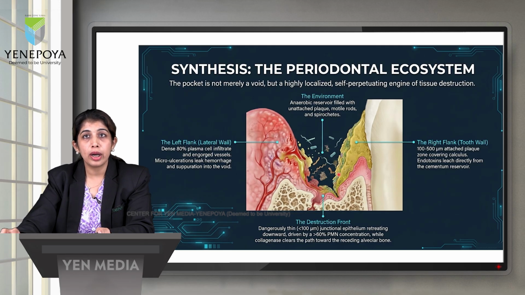On one side you have the root surface, on the other side you have the soft tissue wall. On the root surface you have calculus, which is again covered by plaque, with endotoxins reaching the cementum of the root causing cementum disruption. On the other side you have the soft tissue wall, which has 80% plasma cells, engorged vessels, micro ulcerations and suppuration. Okay, so this is how the entire area looks when it is not treated.